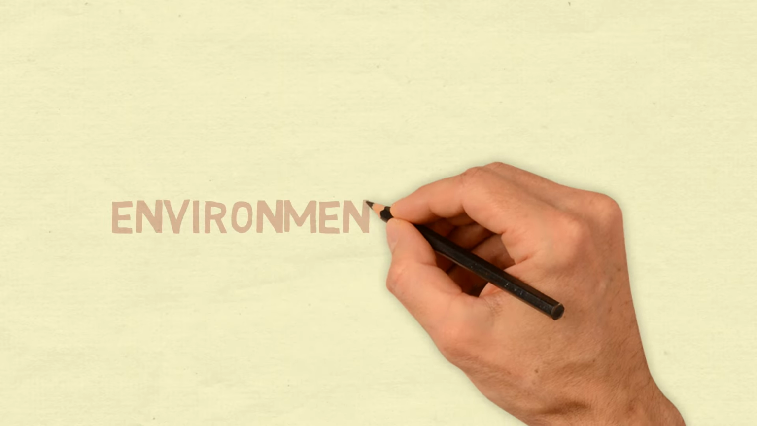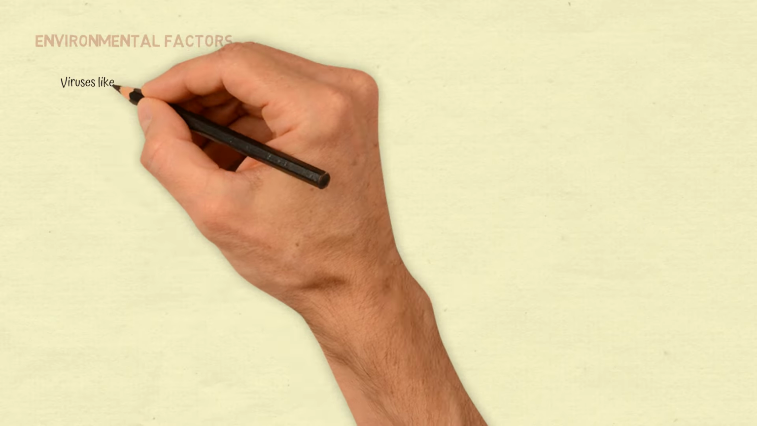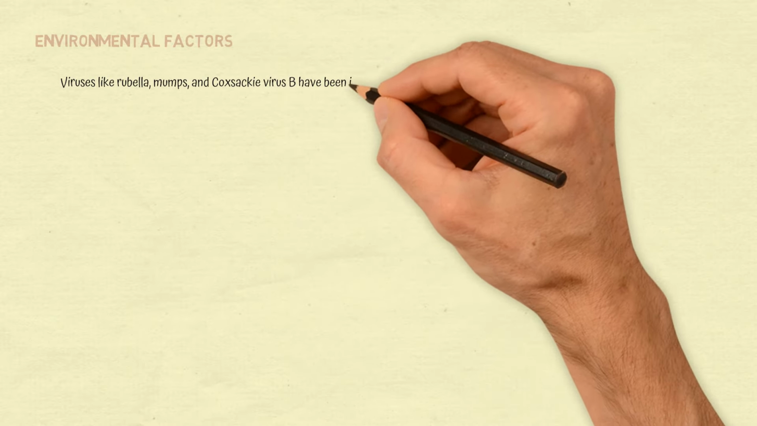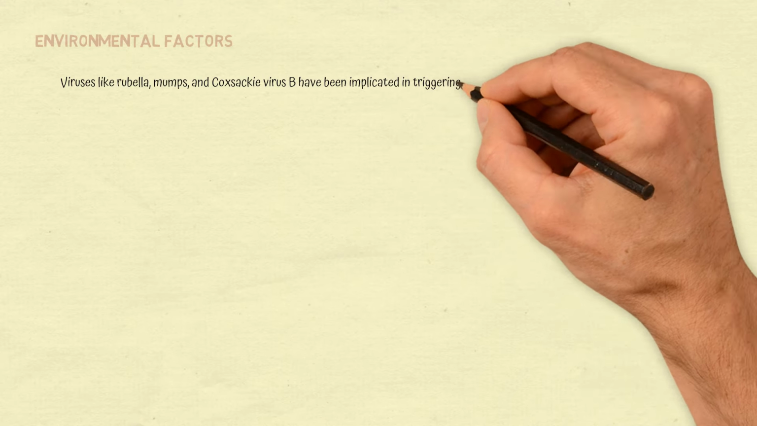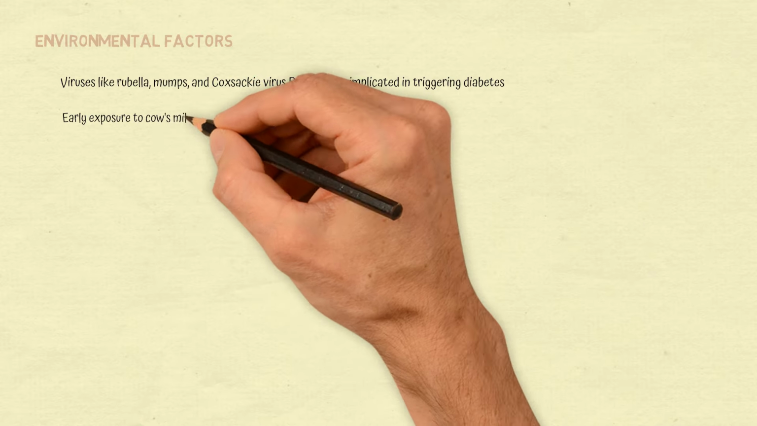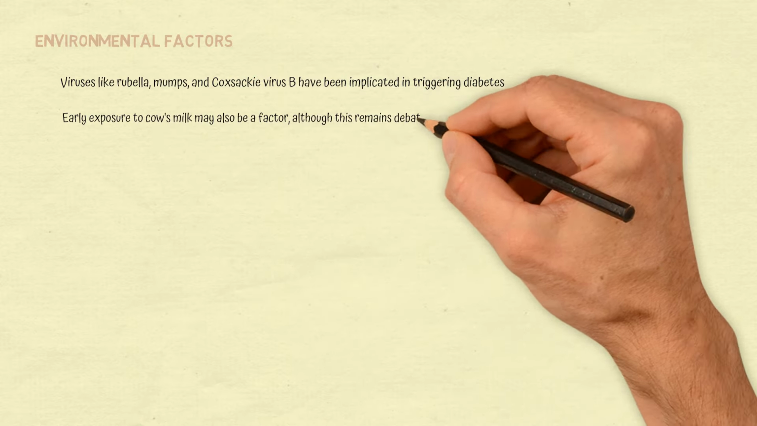Beyond genetics, environmental factors might play a role. Certain viral infections, like rubella, mumps, and Coxsackie virus B, have been linked to type 1 diabetes. Some researchers also believe that early exposure to cow's milk may contribute, although this idea remains debated.